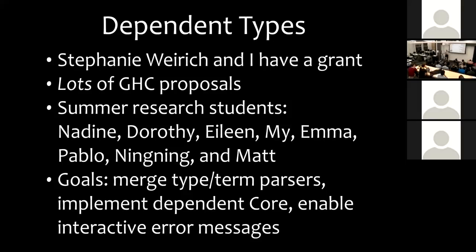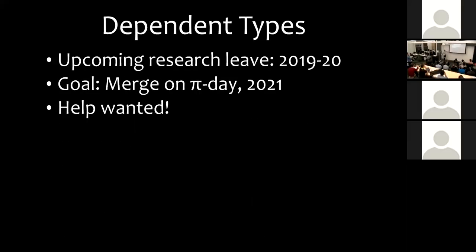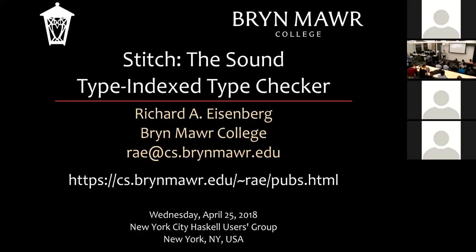So I have a bunch of summer research students, and I have to comment, I didn't do an exact count, but I think my summer research group has more women than there are in the room right now, so we have some work to do on that front. But hopefully some of these will be in this room very soon. So we have some specific goals for the summer. I have a research leave coming up. That's when a lot of work will get done. And then wouldn't it be great if I could merge? Pi is the dependent quantifier, so maybe I can merge on Pi Day. If you want to help, please come talk to me, and thanks very much.